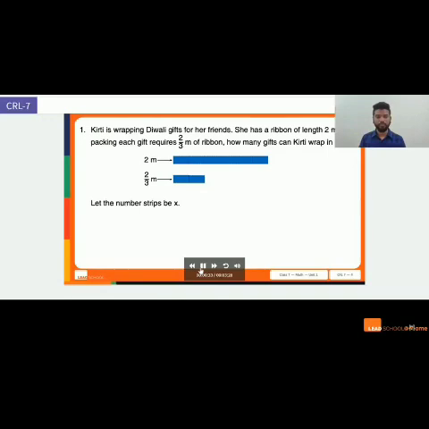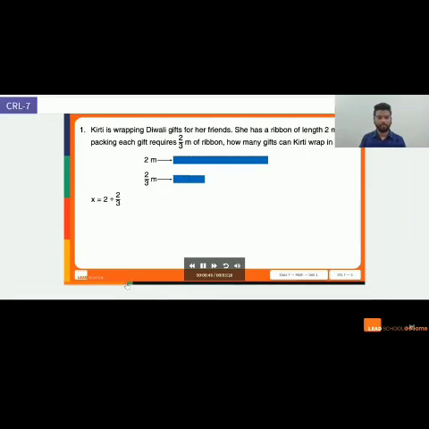Let the number of strips be X. In our case, because we don't know how many gifts she can wrap, what we're going to do is call that X. So the number of gifts Kirti can wrap is equal to 2 meters divided by 2/3 meters. I hope there is no confusion till here. The number of strips of ribbon, or X, will be 2 divided by 2/3.